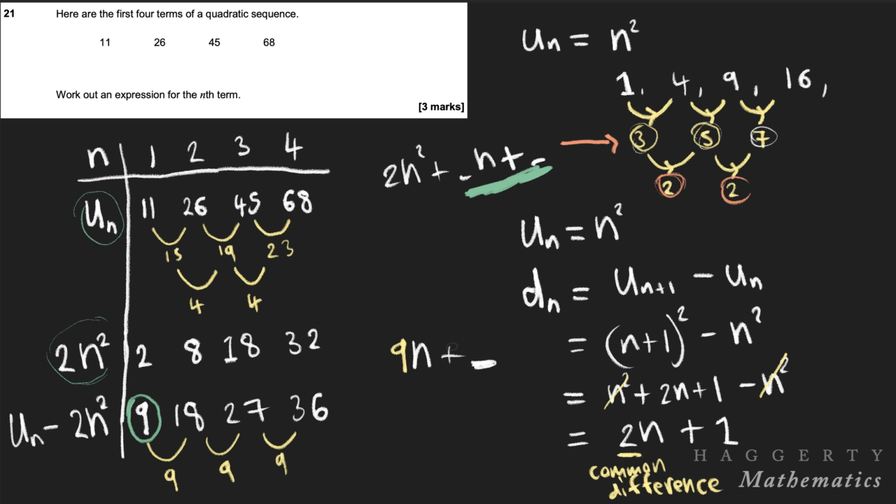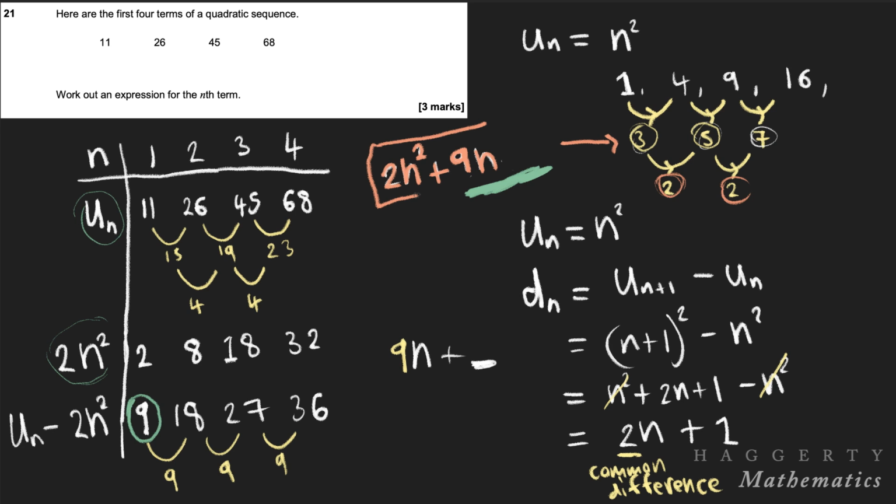So when I add 2n squared to 9n, that's going to give me what I want, right? So the nth term of the initial sequence is 2n squared plus 9n. And there is no constant on the end. And that's what we're looking for here. So let me just get rid of that. Here's my answer, 2n squared plus 9n.